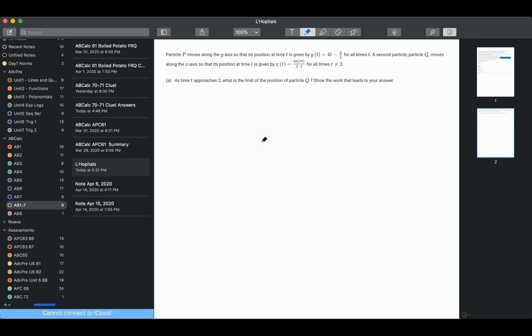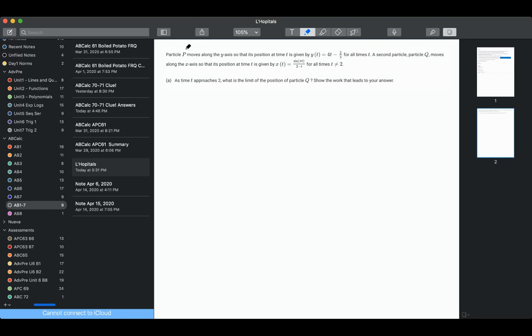Hi, students. When I was marking APC 65, I wrote down some notes to you about L'Hopital's rule, but didn't actually take points off, and I probably should have because the AP will. So I just wanted to be really clear about L'Hopital's rule and the notation that we should be using.